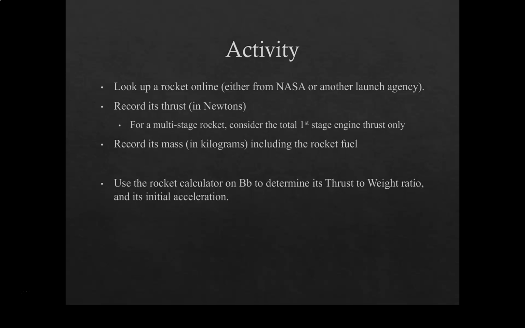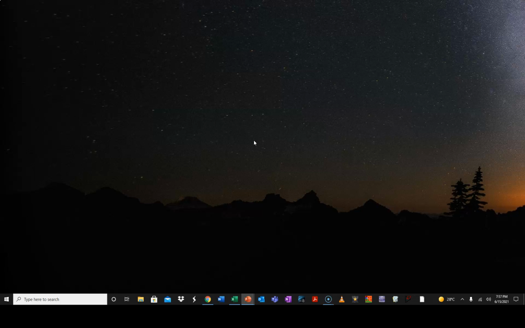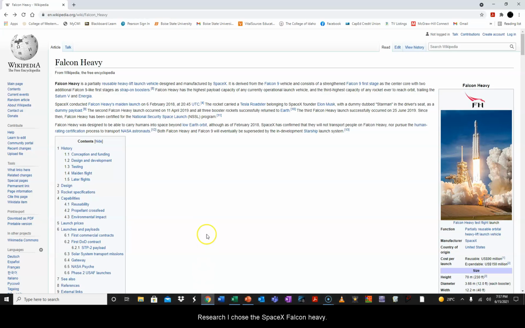All right. So I'm going to show you a brief example of how to find that information for a particular rocket, apply it to this calculator, and determine the results. So what I have here, let's first do a little research. I chose the SpaceX Falcon Heavy rocket, and I did a Wikipedia search for that.